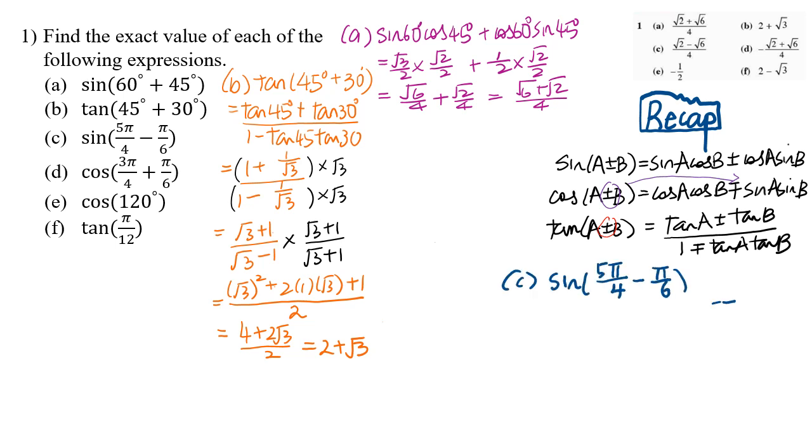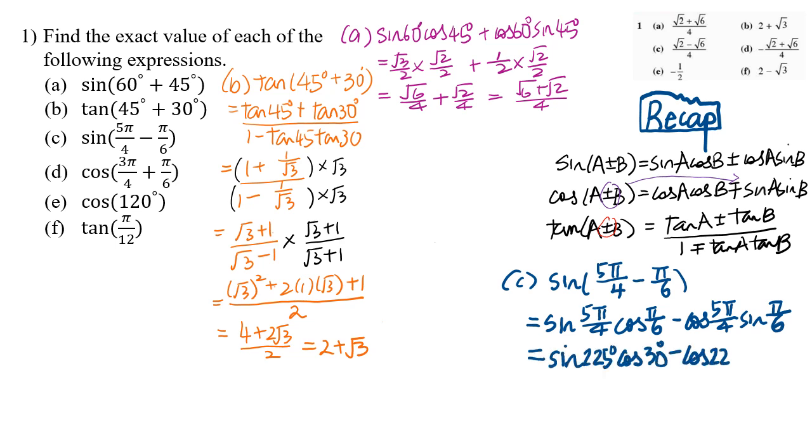Okay, if you're proficient managing angles in radians, that's fine. For me, I'm not too good at it, so I will convert 5 pi over 4 into degrees. And that is sine 225 cosine 30 minus cos 225 sine 30.